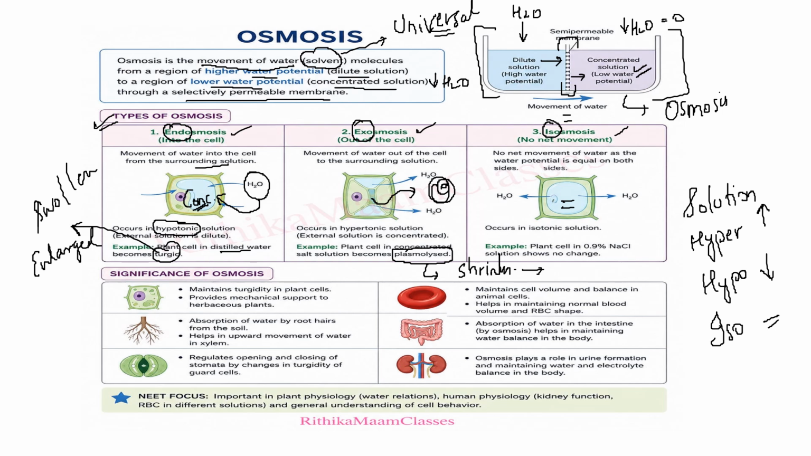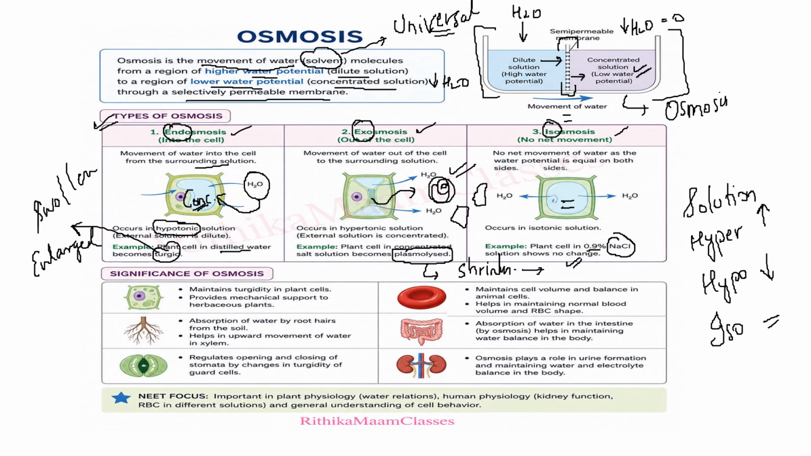For example, like pickle. Whenever we pickle a mango, initially the pieces of mango will be big, right? After certain years, what happens? These mango pieces become shrunken, isn't it? This is what plasmolysis is, and this is what exosmosis is also. Coming to isosmosis, this occurs in 0.9% NaCl, that is sodium chloride, wherein it shows no difference at all. It remains the same even in the beginning and even later on.